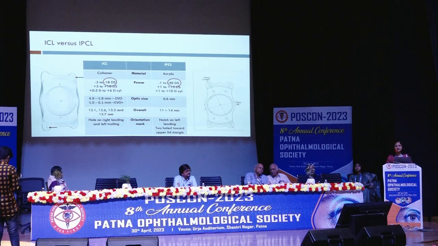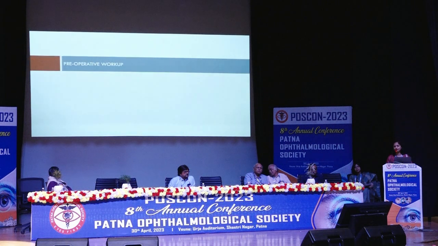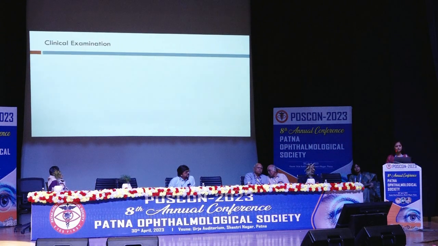It is important to look at the design of these two lenses for correct surgery to be done because they have different hole orientations. The ICL has a hole, with the leading haptic on the right and the trailing haptic on the left, while the IPCL has a notch on the left side and two holes in the optic which should lie on the upper lid aspect, oriented towards the upper lid. These landmarks are important to remember because they decide the correct orientation of the phakic IOL inside the patient's eye, which is crucial for an adequate optimal vault.